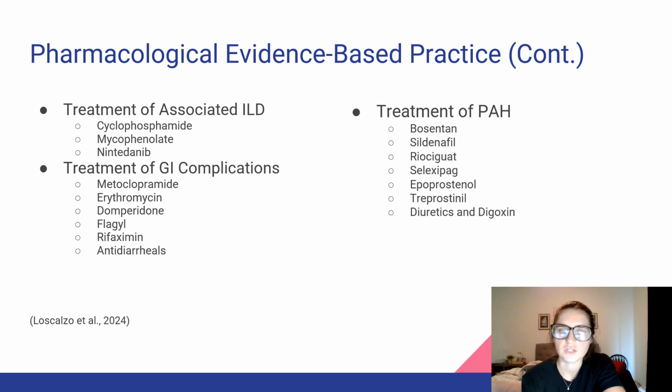And then if the patient is experiencing diarrhea, you can give antidiarrheal medications. And then sometimes these patients will have pulmonary arterial hypertension. So again, going back to our drugs for that, you have your bosentan, your sildenafil, riociguat, selexipag, epoprostenol, treprostinil, and then you can also give diuretics and digoxin if needed.